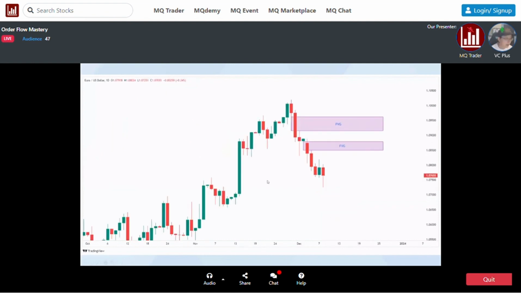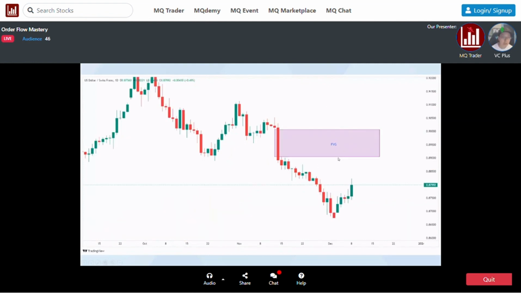Now in the past, you can see over here, we have this gap here. The market came down, fulfilled that gap, pushed back up, created another gap. The market came back down, fulfilled that gap. So this here, what is the expectation? It would likely go back and fulfill the fair value gap. So that's usually how we understand fair value gap, and how we identify fair value gap.